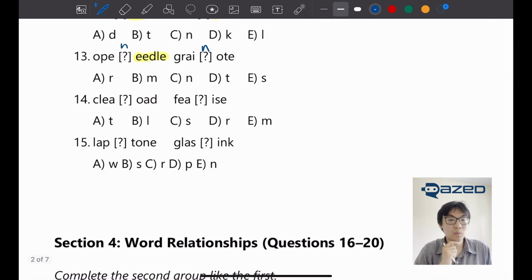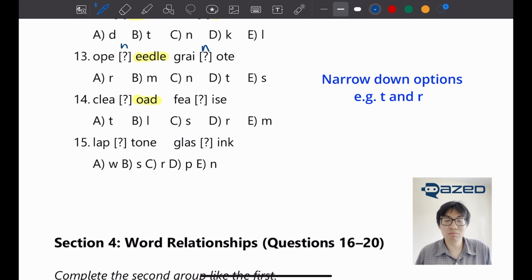Here, the word we are looking at is probably "oad". You don't get many words. The only ones I can think of are "toad" and "road". Those are the two options. So let's say we do go for T first.